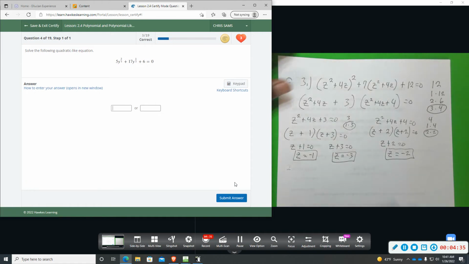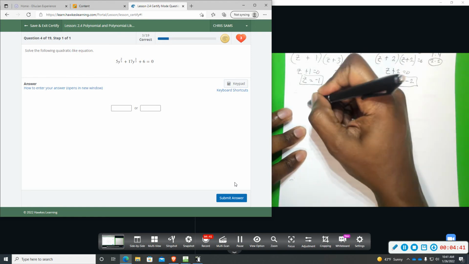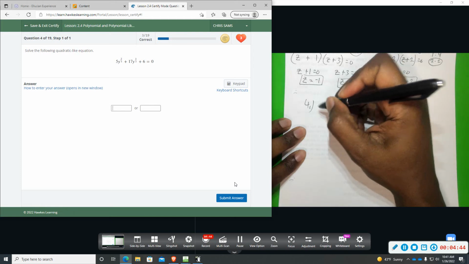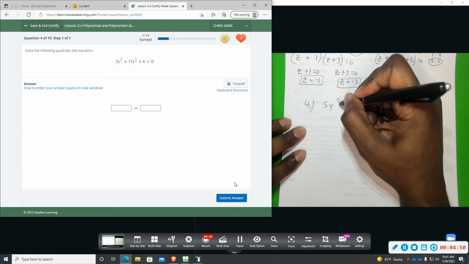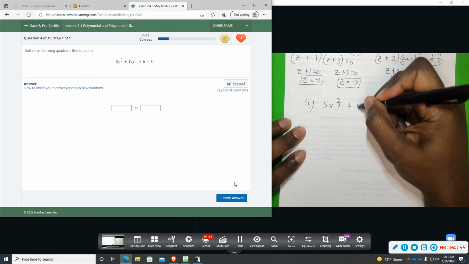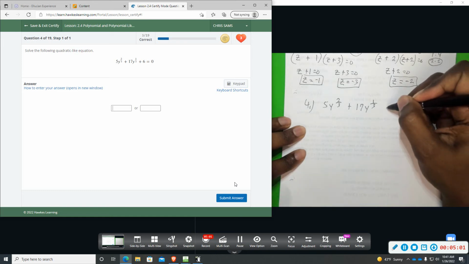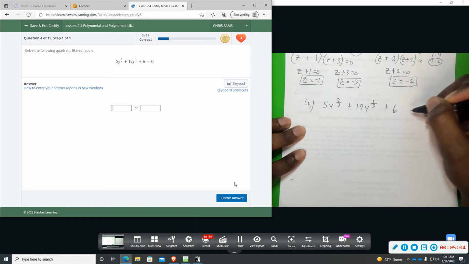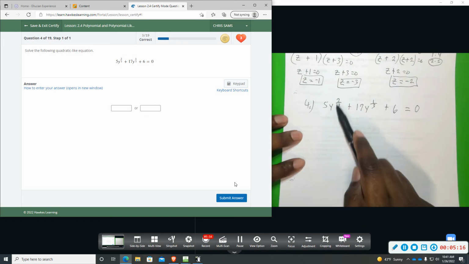All right, and number 4. So this one looks different, but it is the same. We have y to the 2/3 power, and then we have plus 17 y to the 1/3 power, plus 6 equals 0.